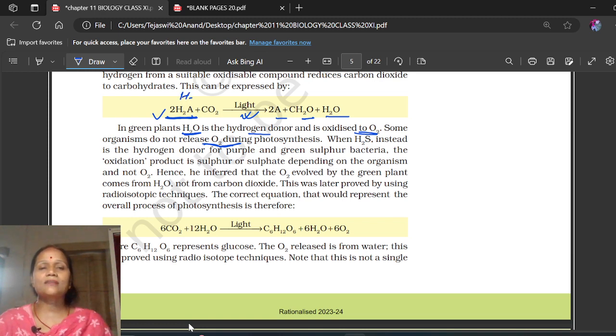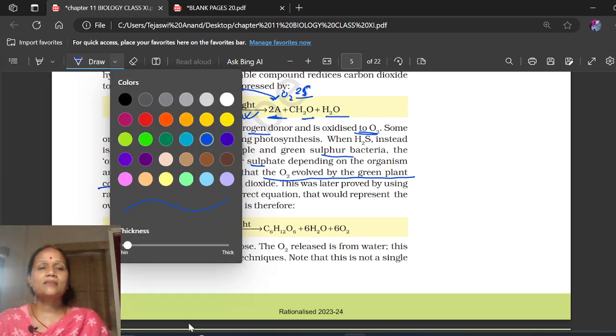That means hydrogen sulfide is there, H2S. अगर यहाँ पर हम H2S की बात करने लगेंगे, then what will happen? That sulfur will be released. Like we have studied oxygen is released, here we have studied that sulfur will be released, 2S. Here you can write 2A, so 2A is released, and hydrogen instead is the hydrogen donor. For purple and green sulfur bacteria, oxidation product is sulfur or sulfate depending on the organism and not oxygen. Hence infer that oxygen evolved by the green plants comes from H2O.